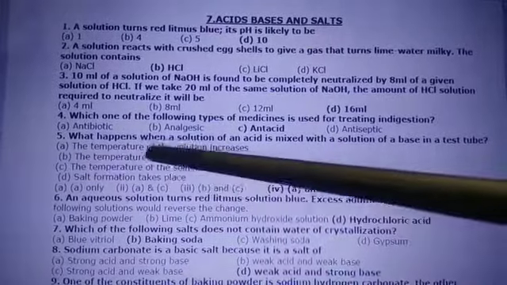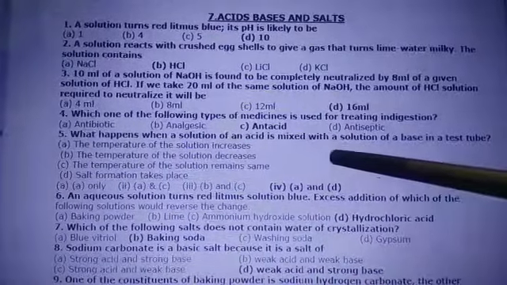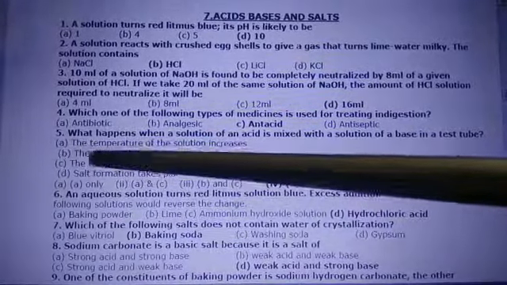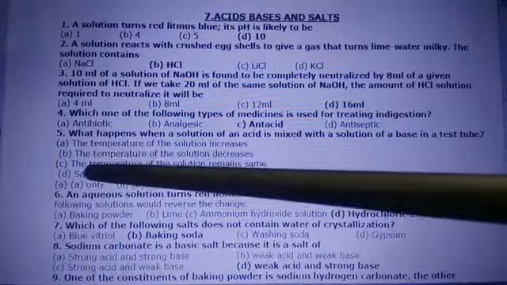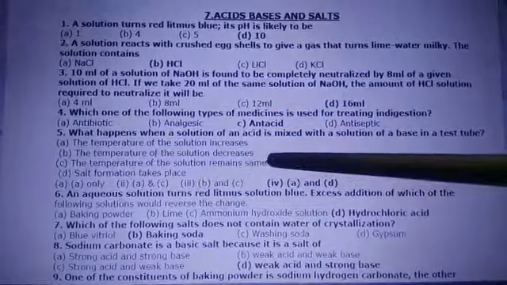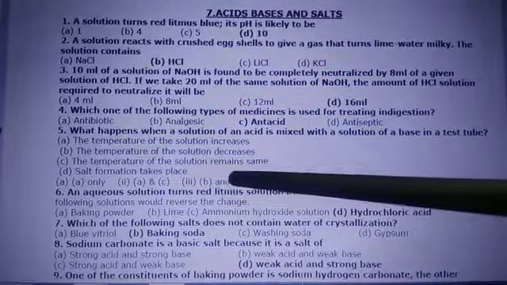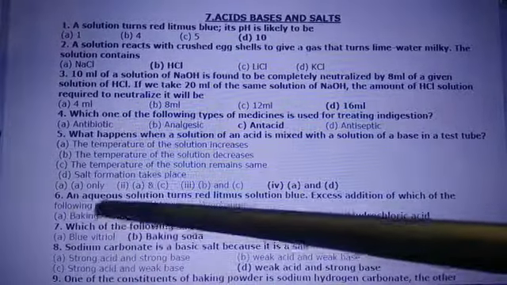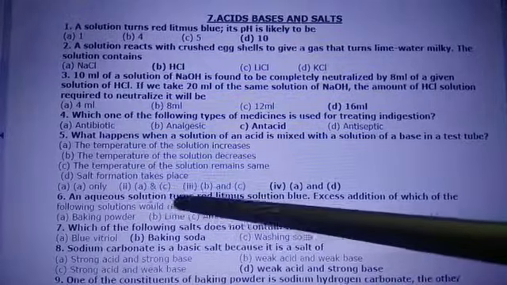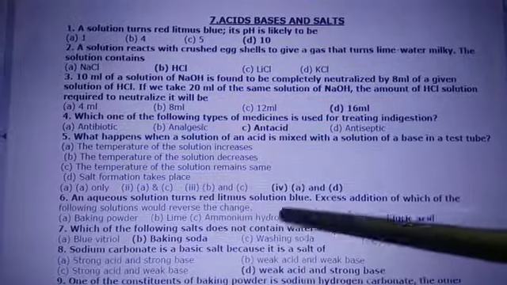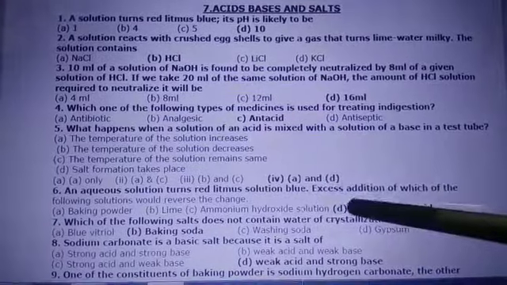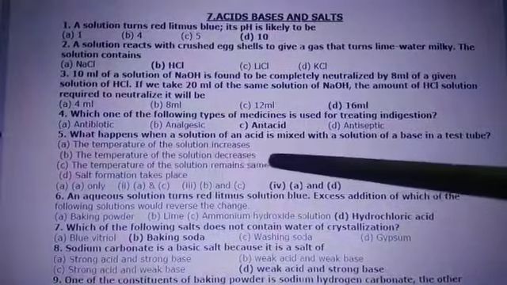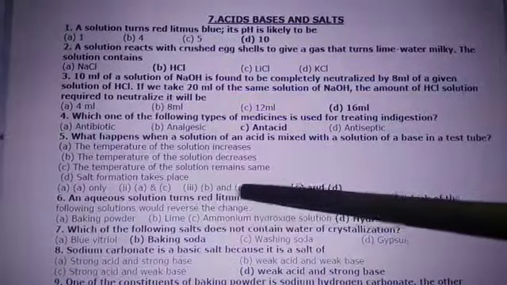Antacid. Fifth one. What happens when a solution of an acid is mixed with a solution of a base in a test tube? The answers are A. The temperature of the solution increases. B. The temperature of the solution decreases. C. The temperature of the solution remains same. D. Salt formation takes place. 1. A only. 2. A and C. 3. B and C. 4. A and D. The answer is 4th, A and D. That is A, the temperature of the solution increases, and D, salt formation takes place.